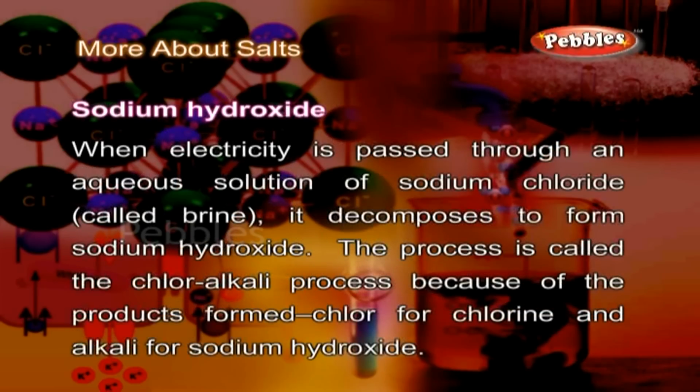Sodium hydroxide. When electricity is passed through an aqueous solution of sodium chloride, called brine, it decomposes to form sodium hydroxide. The process is called the chlor-alkali process because of the products formed, chlor for chlorine and alkali for sodium hydroxide.